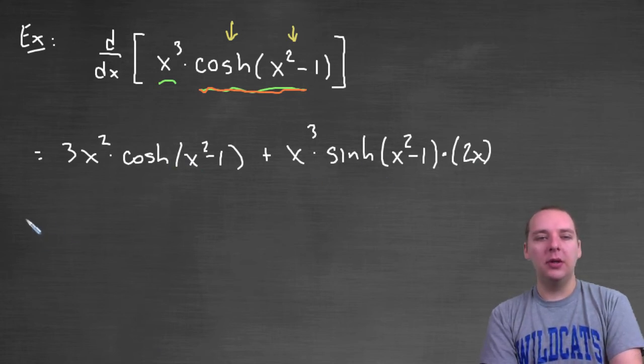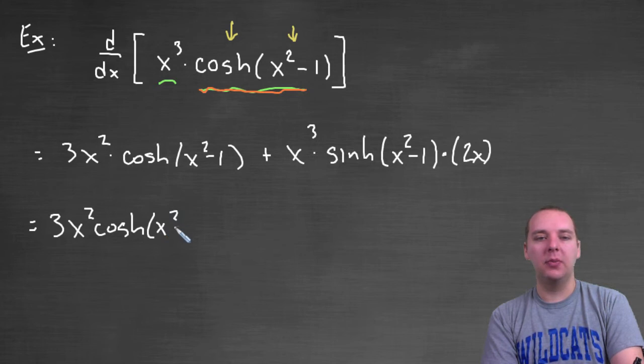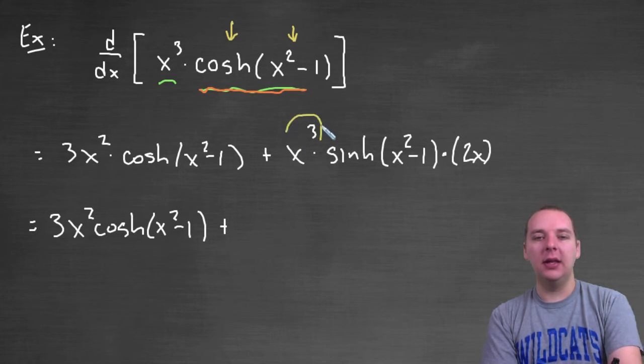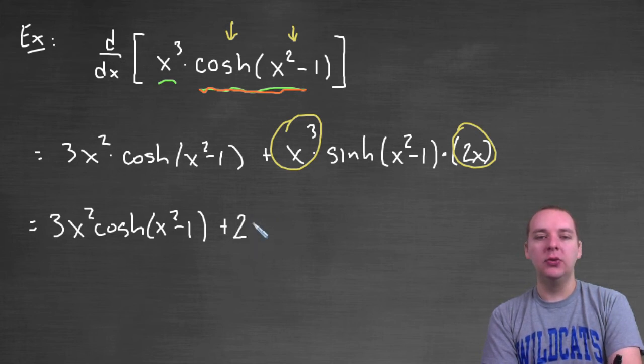Not really a whole lot we can do to clean this guy up. The first expression, 3x squared hyperbolic cosine of x squared minus 1, pretty much is what it is. I do see here that I've got an x cubed and a 2x, so those could be combined. We could say 2x to the fourth hyperbolic sine of x squared minus 1, and that's it.